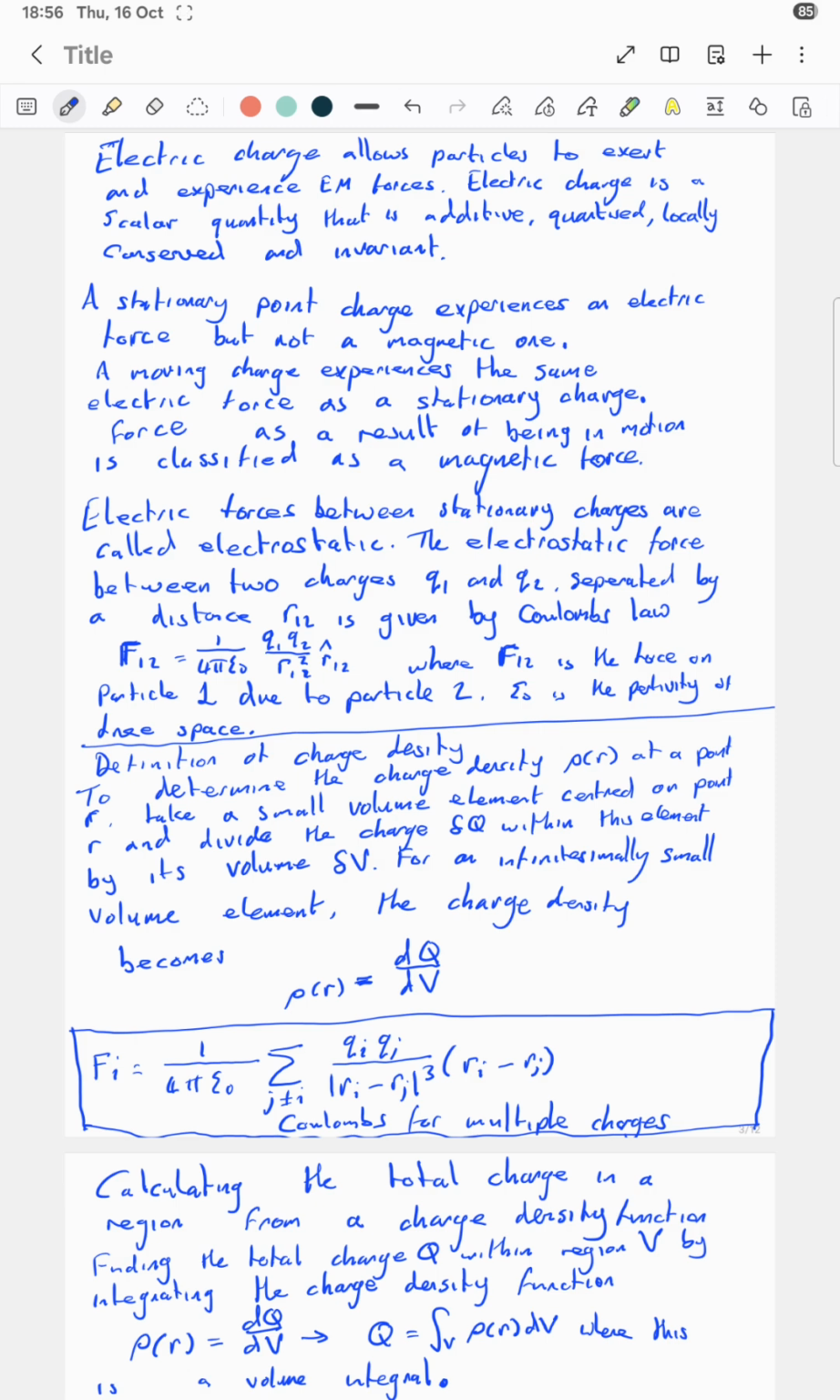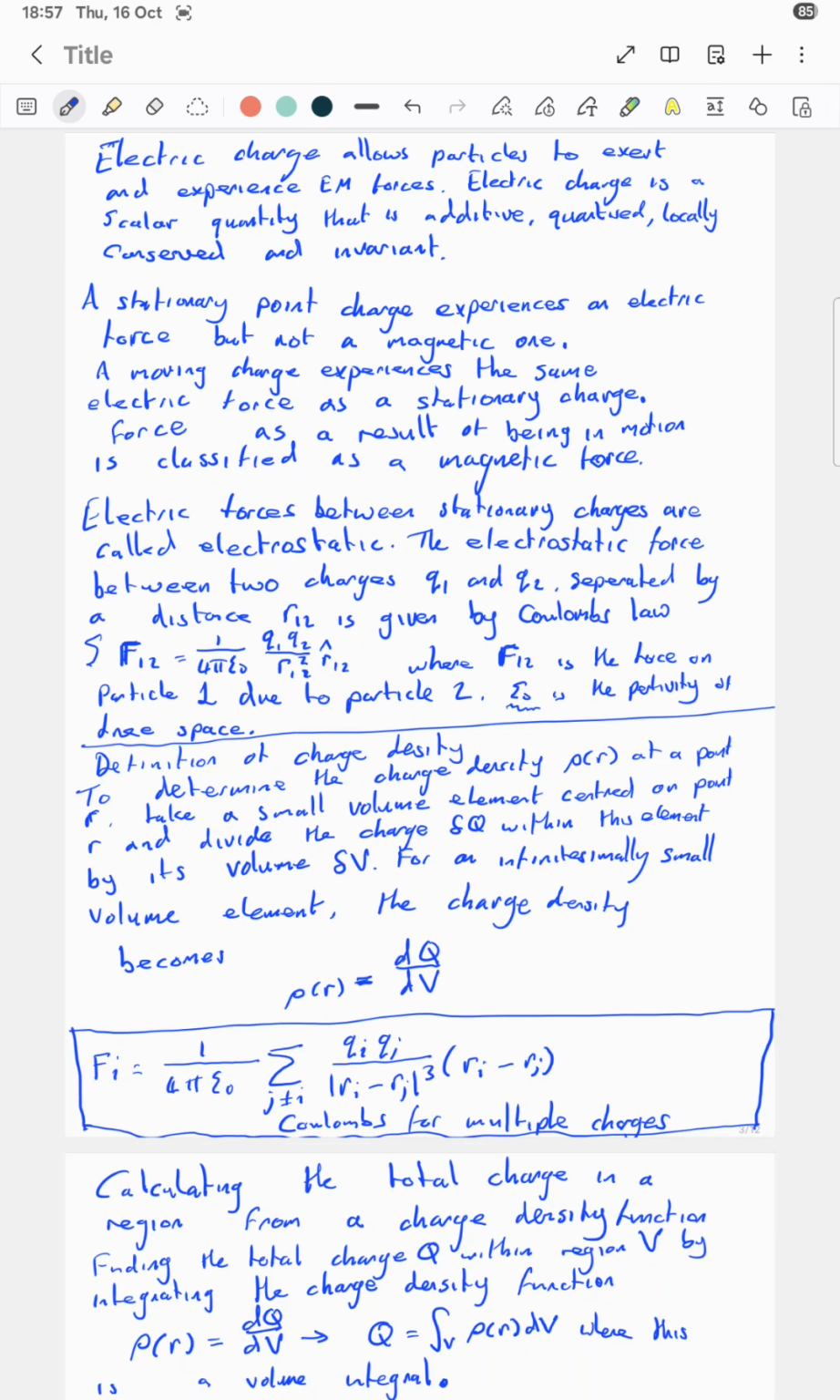Electric forces between stationary charges are called electrostatic. The electrostatic force between two charges, Q1 and Q2, separated by a distance R12, is given by Coulomb's law, which is here, where F12 is the force acting on particle 1 due to particle 2, and epsilon-naught here is the permittivity of free space.